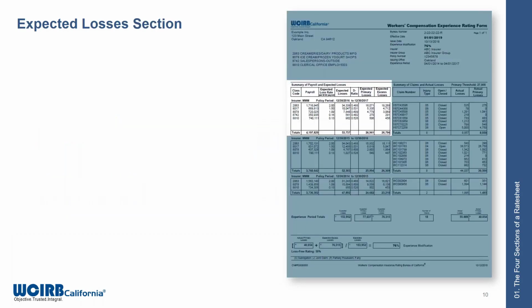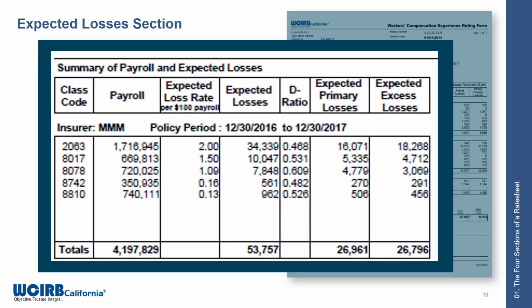The next section, we're going to go through expected losses. Reviewing the columns from left to right, you have the classification and the exposure amount that was reported on the unit statistical report. The expected loss rate, which is a lookup value that is in our experience rating plan. Your expected losses, which is simply the payroll times the expected loss rate. The D ratio, again, that's a lookup value in our experience rating plan. And then expected losses times your D ratio is your expected primary losses. And lastly, your expected excess, which is simply your expected losses minus your expected primary.